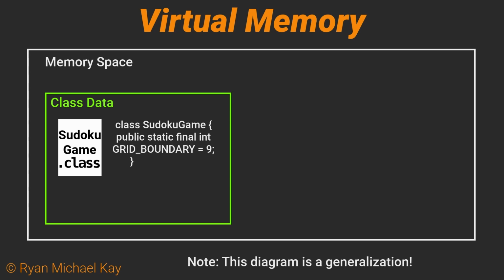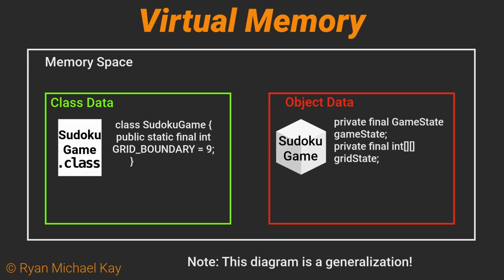Anytime the JVM needs to create an object, such as when we use the new keyword, it will look at the class data and use it to build an object in a different portion of memory space. The main idea you need to understand about the static keyword is that static variables are stored in the same space as the class data. Instance variables, the non-static ones, are stored with the object that they are associated with.